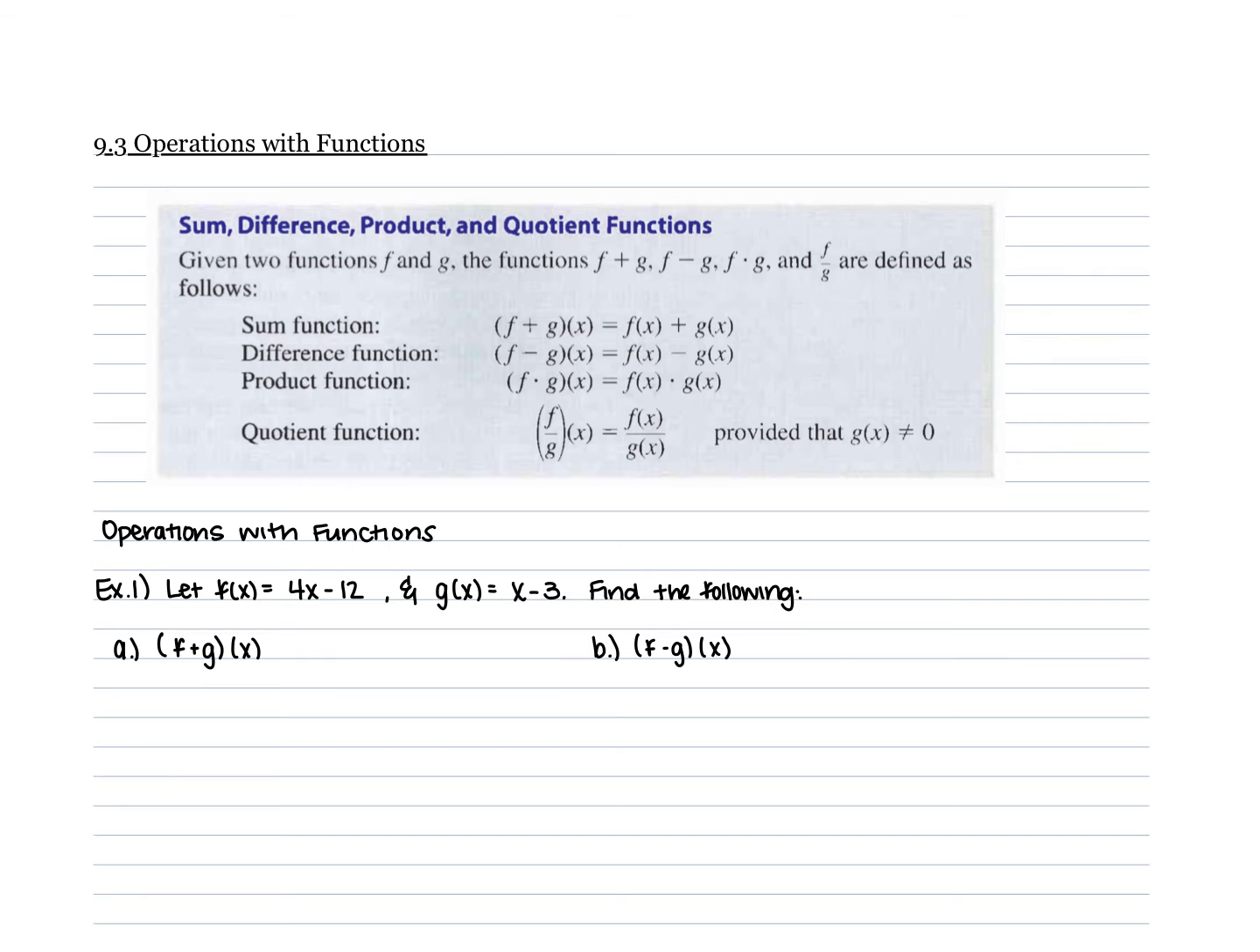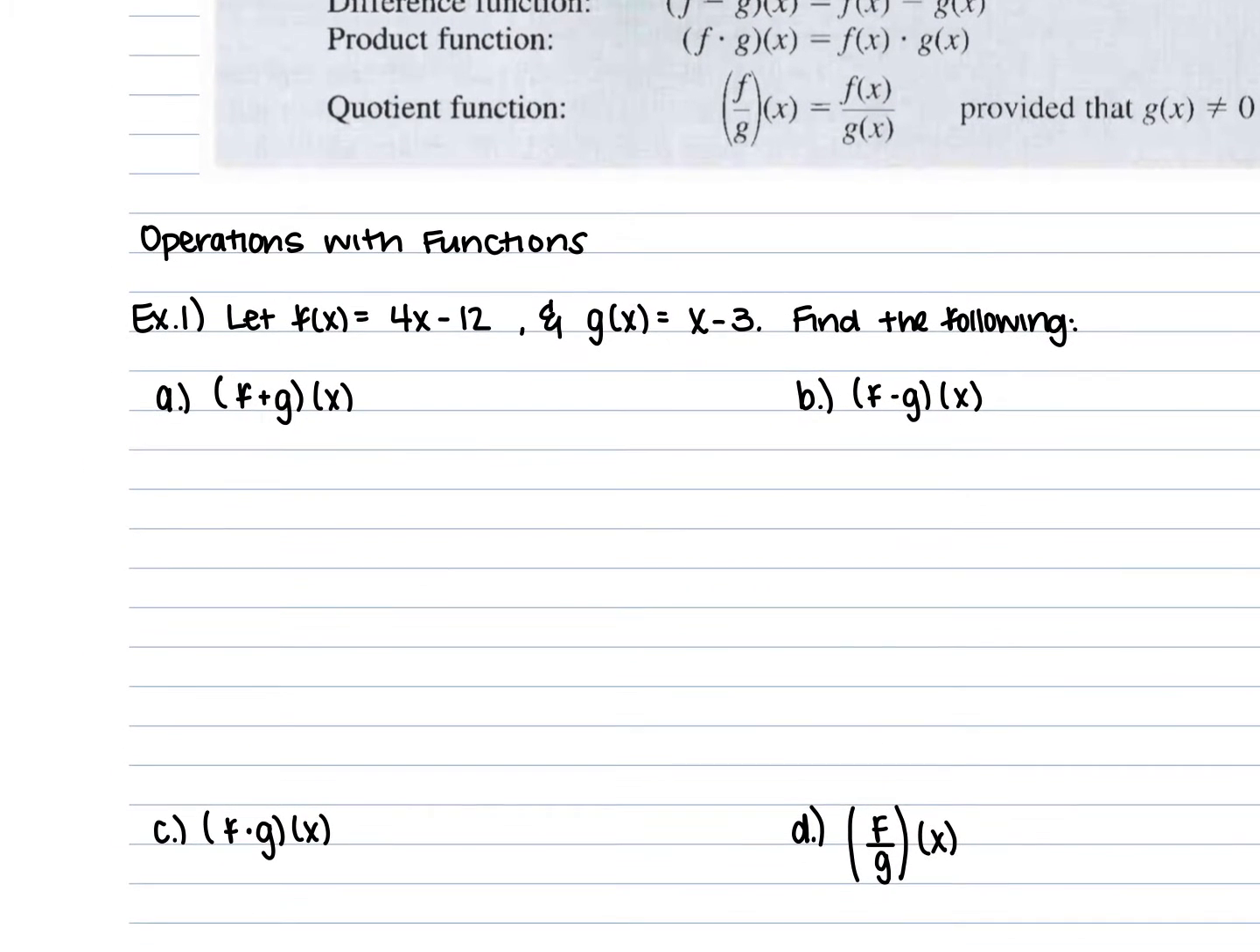For example A, we are doing f plus g of x. So for this, it's the same exact thing as saying f of x plus g of x. So we said that f of x was the 4x minus 12. G of x is the x minus 3. If we combine like terms here, the 4x plus the x gives us 5x, and the negative 12 minus the 3 gives us negative 15. So f plus g of x is equal to 5x minus 15.